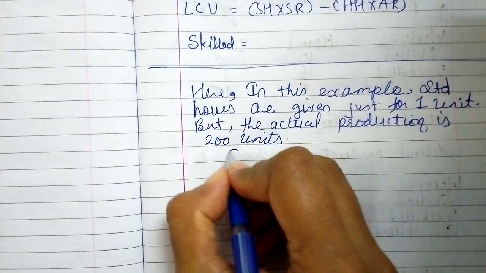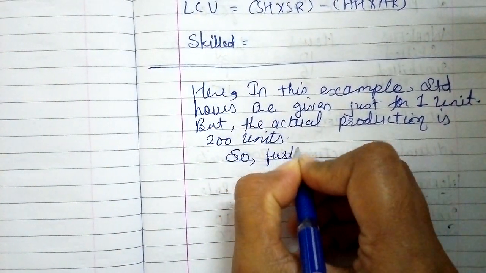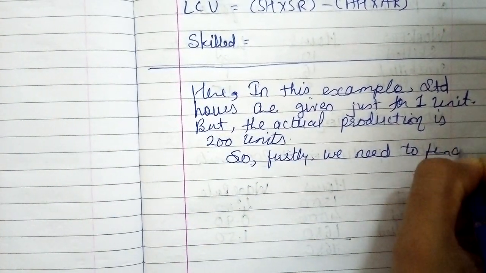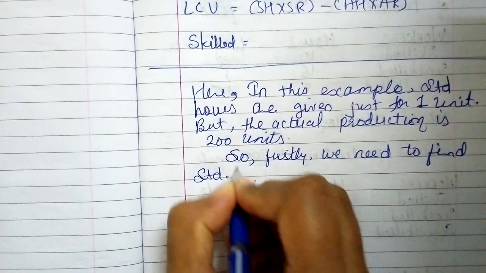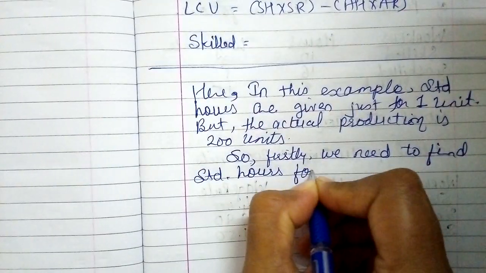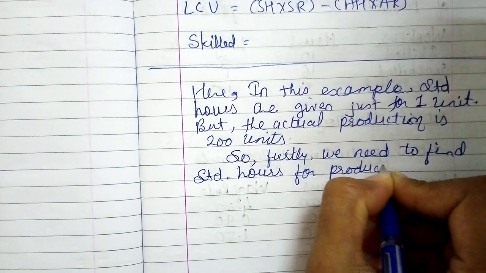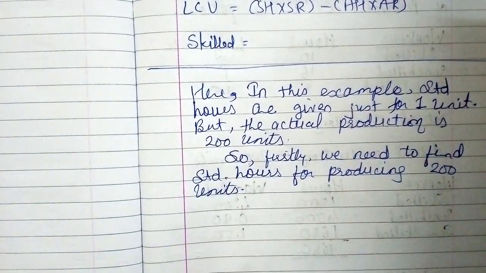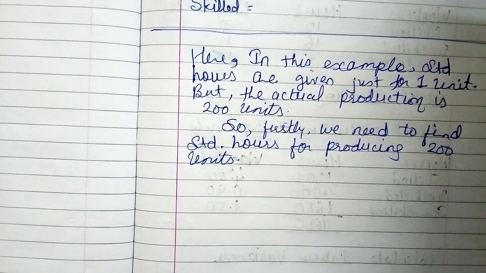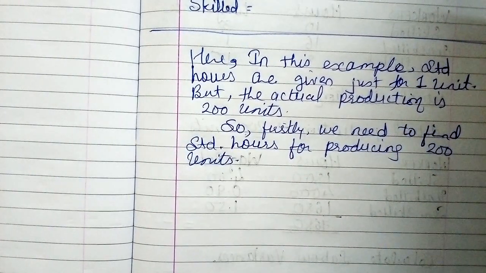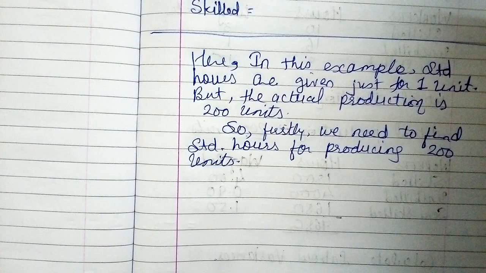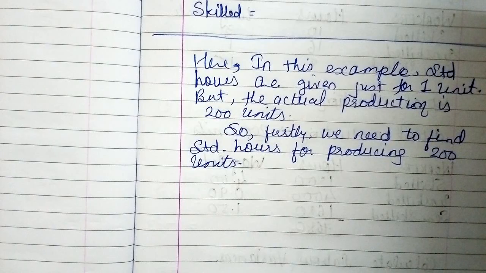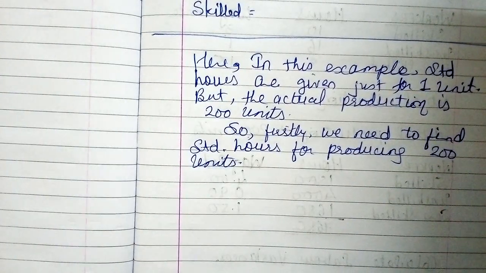So firstly, we need to find standard hours for producing 200 units, right? Here the production is given just for 1 unit, and we need the standard hours for production of 200 units, right? So for that purpose, let us calculate the standard hours first.